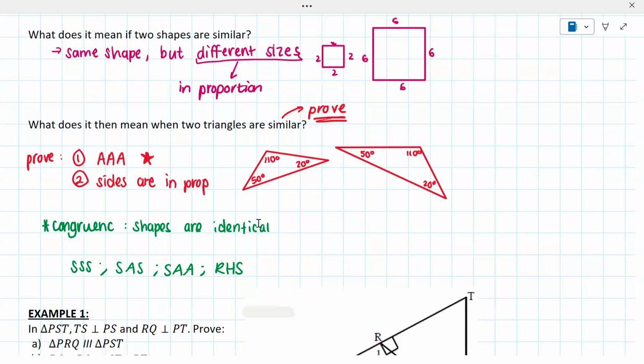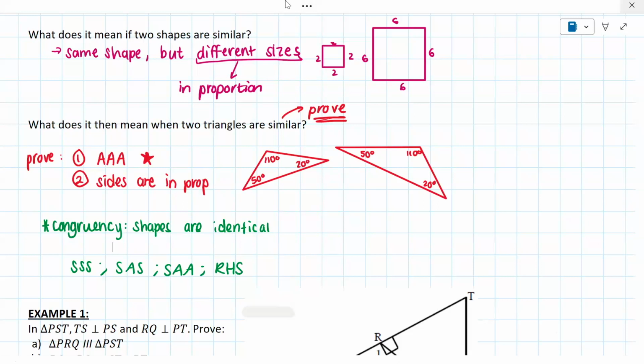Now, congruency is particularly important when it comes to some of your circle geometry proofs. Okay, some of those proofs do rely on you being able to prove that triangles are congruent, so it is really important that you remember that. But obviously, we're going to focus on similarity. I'm just reminding you of what congruency is.